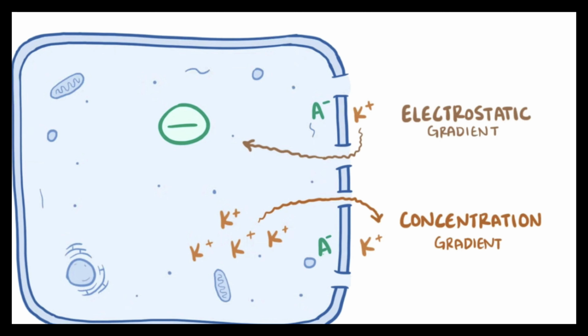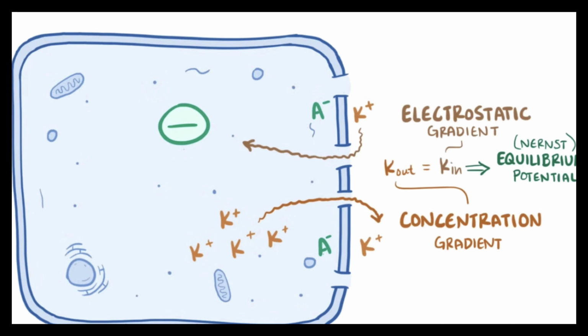For potassium, the exact point when the potassium moving out of the cell due to the concentration gradient equals the potassium moving back into the cell due to the electrostatic gradient is called the equilibrium potential, or Nernst potential for potassium, and it's about negative 92 millivolts.